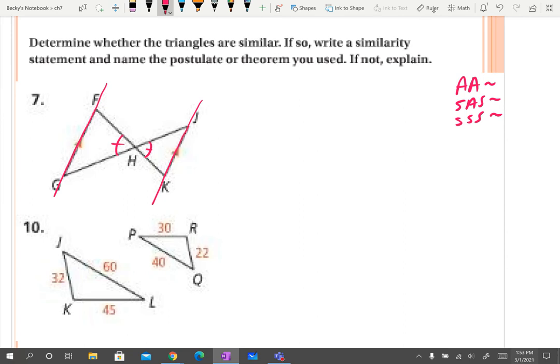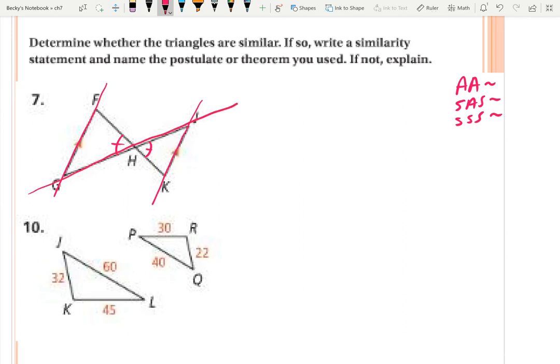Now, it's your call. You can make either one of these the transversal. You could have gone the other way. And I have alternate interior angles. And yes, if you wanted to go the other direction, you could. So can you prove at least 2 sets of angles are congruent? Yes, you can. So this is by AA.